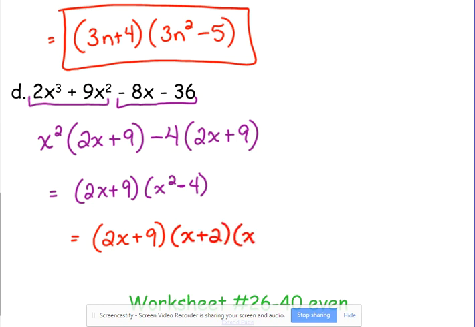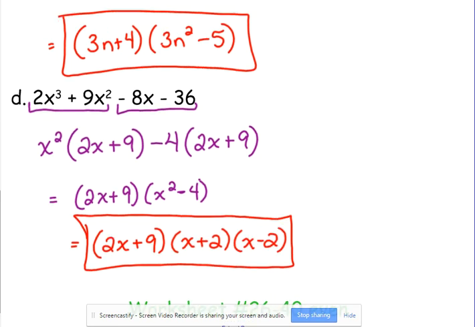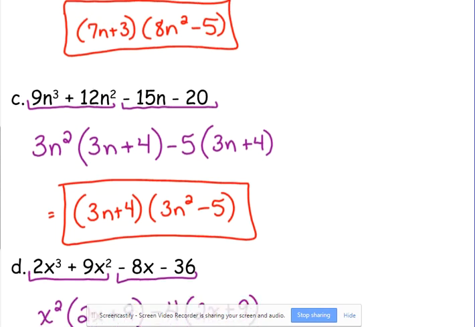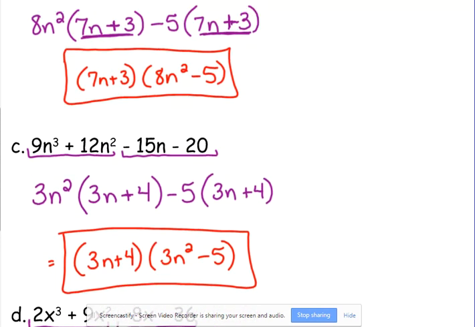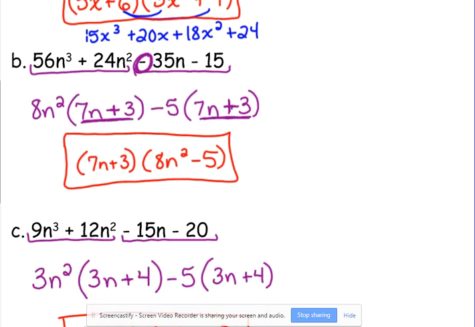Okay, you can't forget that quadratic factoring stuff just because we moved on to polynomials. So we didn't deal with that in any of the previous problems. We did not have the difference of perfect squares. 3n squared minus 5 is not a perfect square. I can't remember what the other ones were. 8n squared minus 5, not the difference of perfect squares. 3n squared plus 4, definitely not the difference of perfect squares.